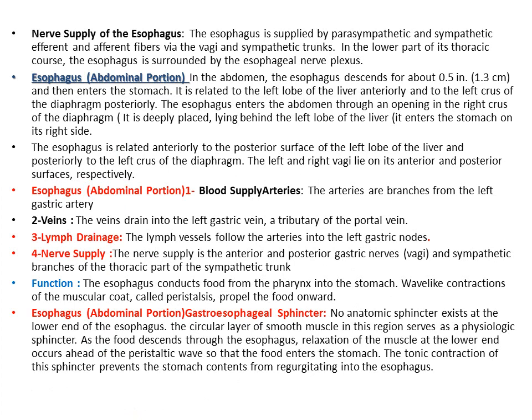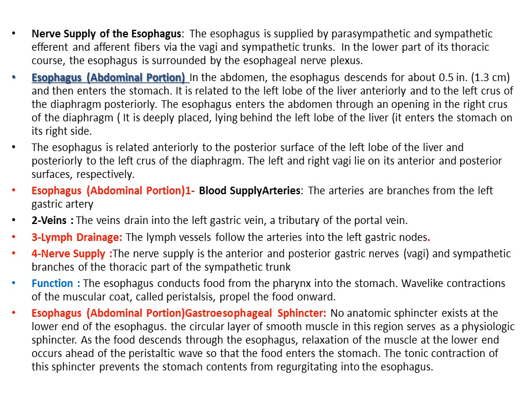The nerve supply of the esophagus is by parasympathetic and sympathetic fibers, efferent and afferent fibers, by the vagus and sympathetic trunk. In the lower part of its thoracic course, the esophagus is surrounded by the esophageal nerve plexus.